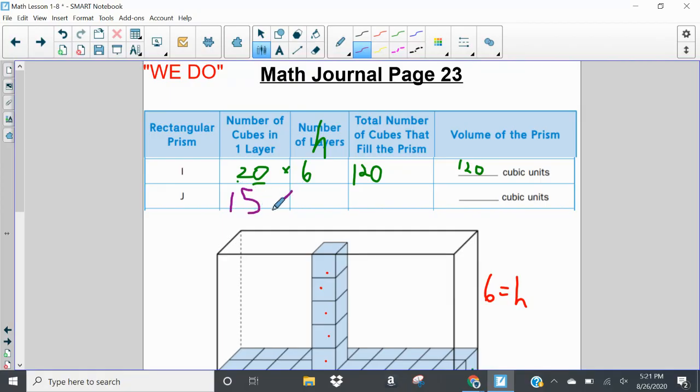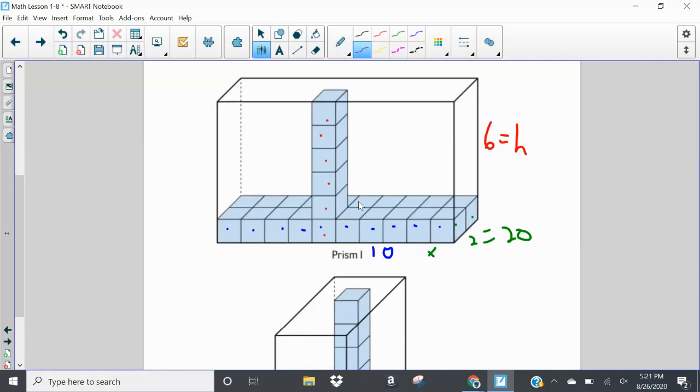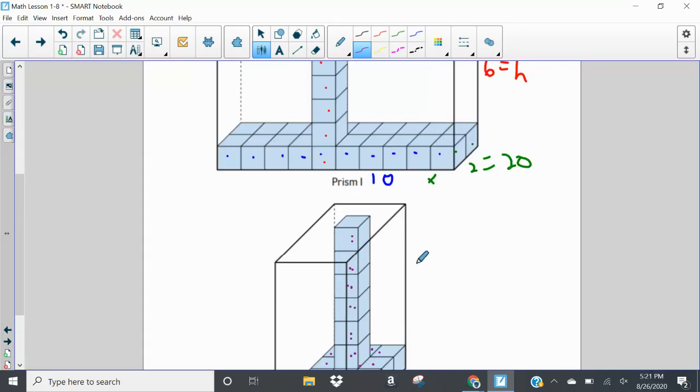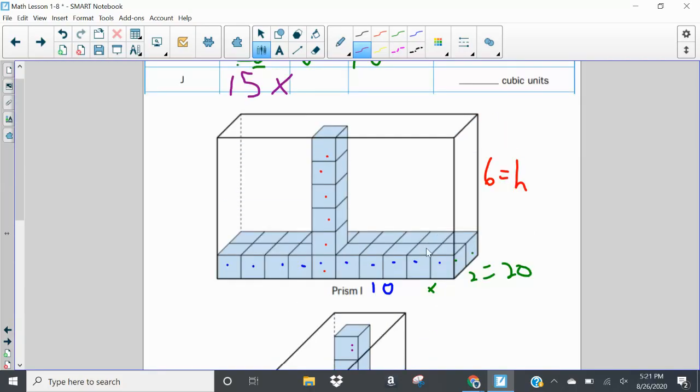15 times the height. How tall is it? 1, 2, 3, 4, 5, 6, and then it's on 1, isn't it? It's hidden underneath. So how many would that be? 1, 2, 3, 4, 5, 6, 7. 7 would be the height. 7. It's a weird looking 7. There we go. 7.